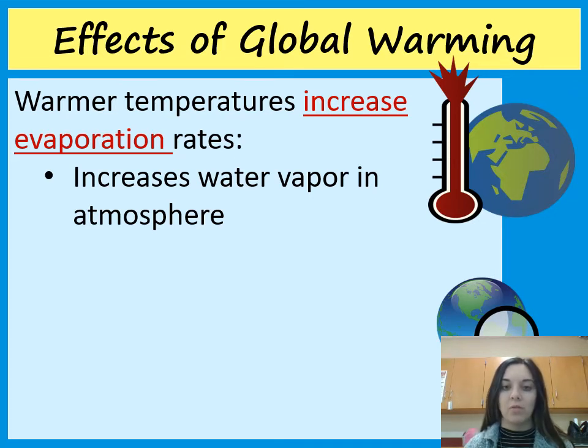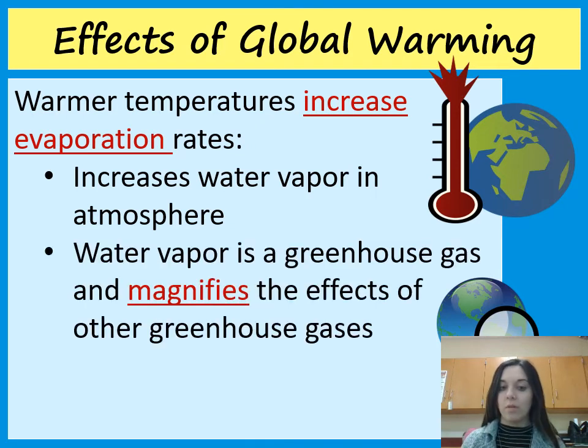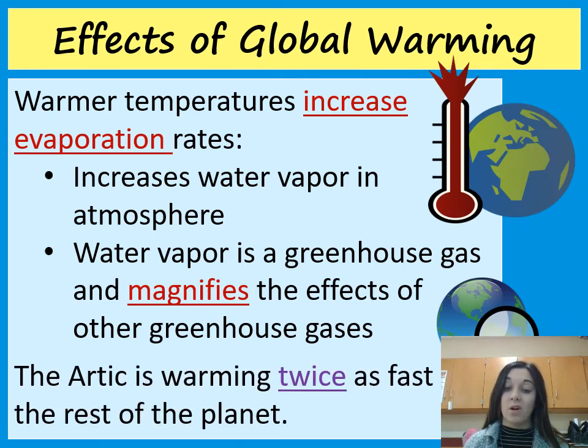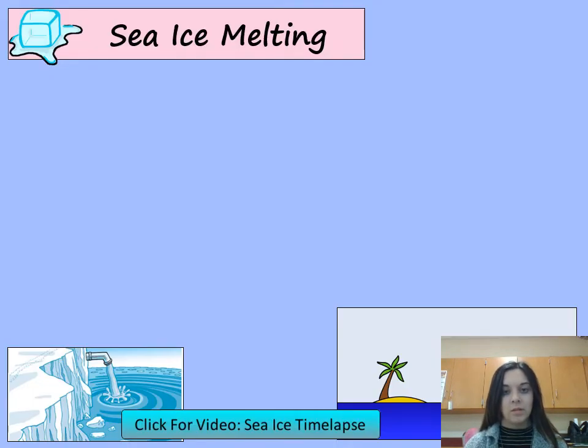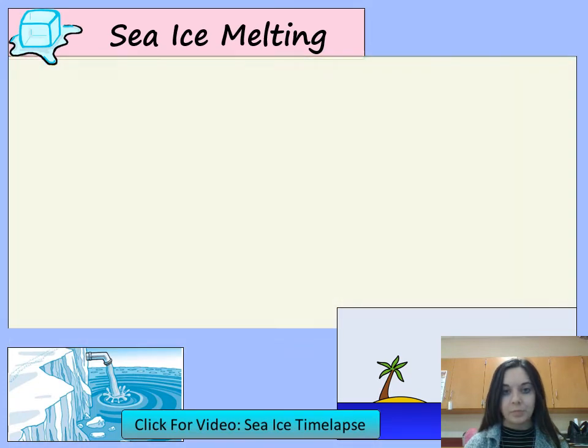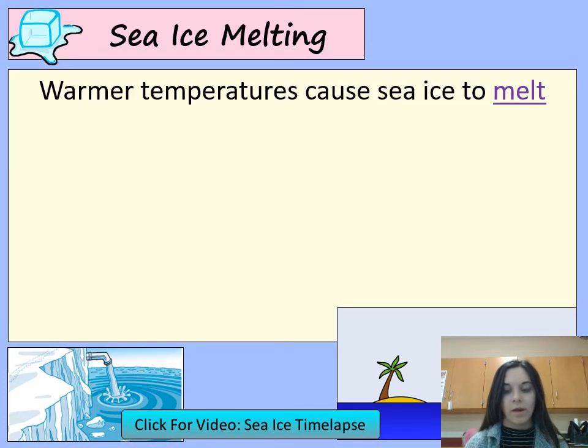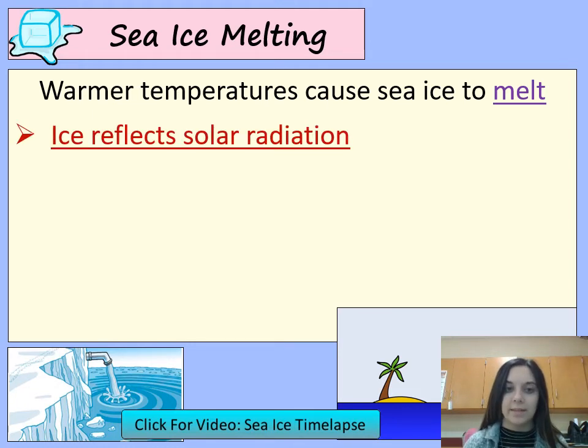More water vapor, which is going to also be like a blanket to continue the warming, okay, and that magnifies the effect of the other greenhouse gases. The Arctic, so where it's really cold, is warming twice as fast as the rest of the planet. Sea ice melting. Okay, obviously if we have warmer temperatures, our sea ice is going to start to melt. Well, big deal. How does that affect us?